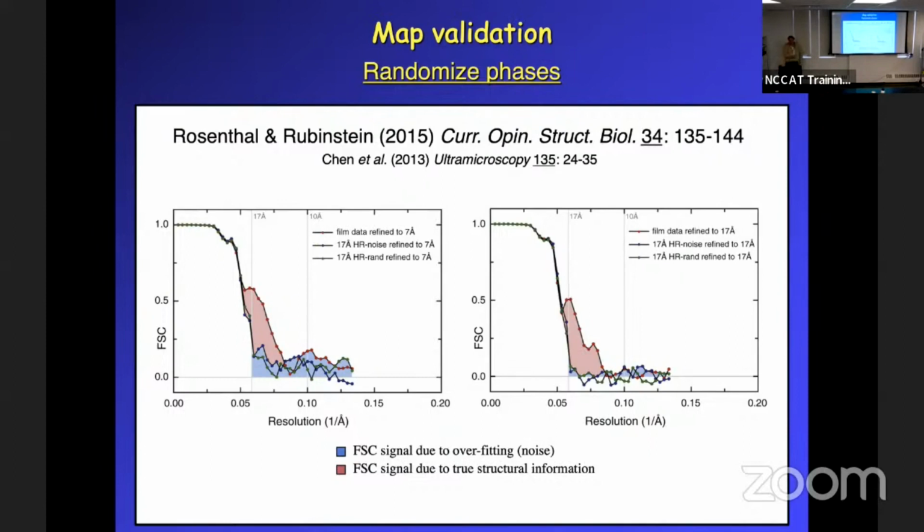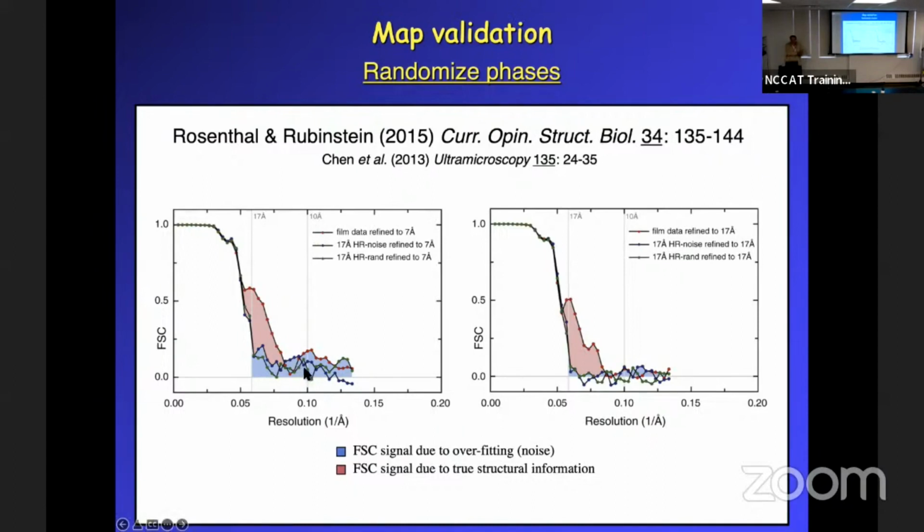But the reason they did it at that time was to show reference bias. Because if you have a reference that goes to 7 angstrom and you use this, all the information up to 7 angstrom will be correlated to the reference, even if the maps themselves don't really have information. So that's why you get some correlation even beyond what your data shows.